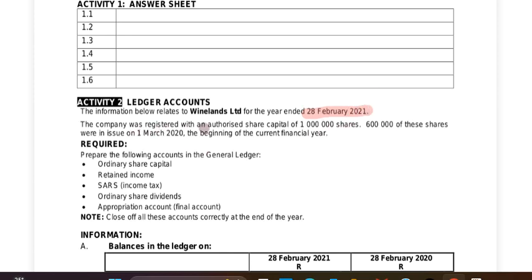The company was registered with an authorized share capital of 1 million shares. 600,000 of these shares were in issue on 1st March 2020, the beginning of the current financial year. So if this is the end of it, the beginning is going to be the 1st of March 2020. Then we're told to prepare the following accounts in the general ledger: your ordinary share capital, your retained income, SARS income tax, ordinary share dividends, and your appropriation account. Close off these accounts correctly at the end of the year.